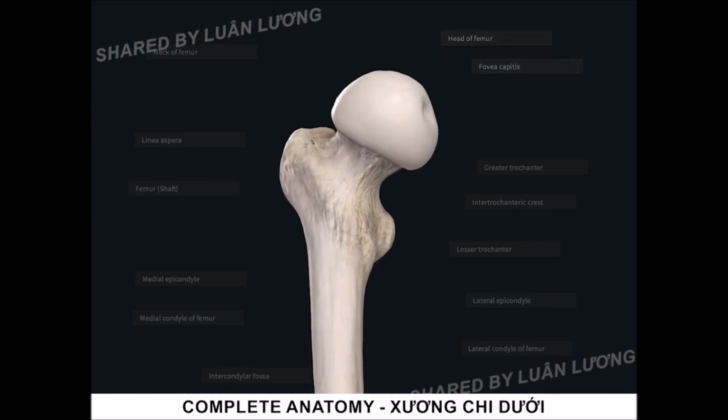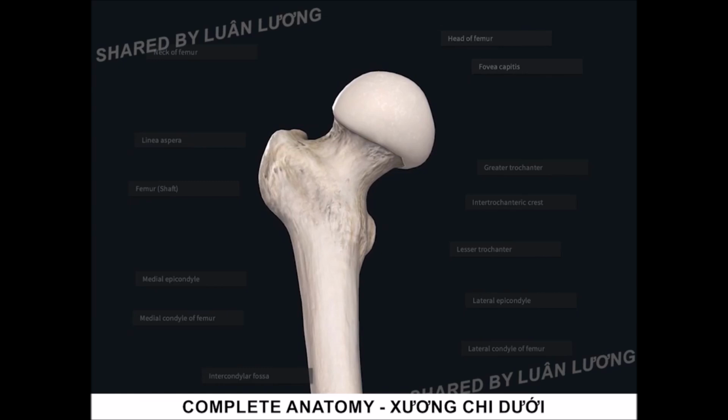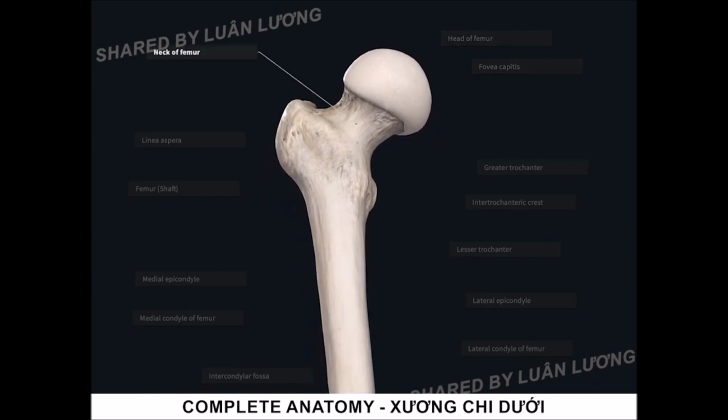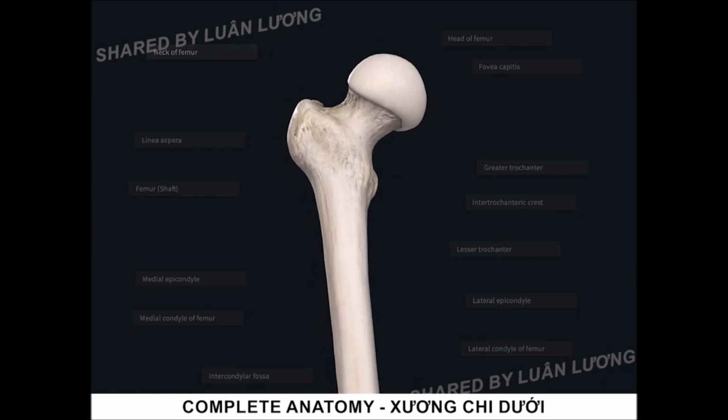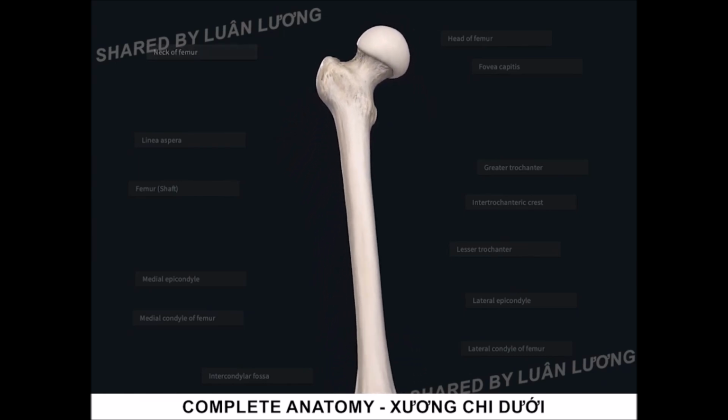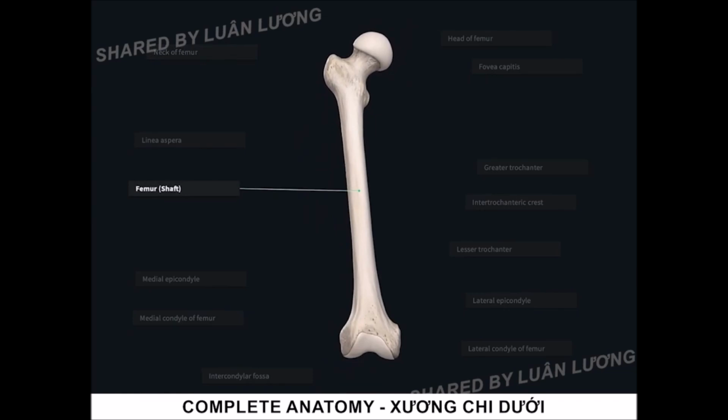Now, moving away from the head, if we came inferolaterally, the next structure we're going to find is the neck of the femur. The neck is designed in such a way that it can help distribute the weight from the head of the femur and the body supported by that part of this bone down into the shaft, or the central portion of this bone.